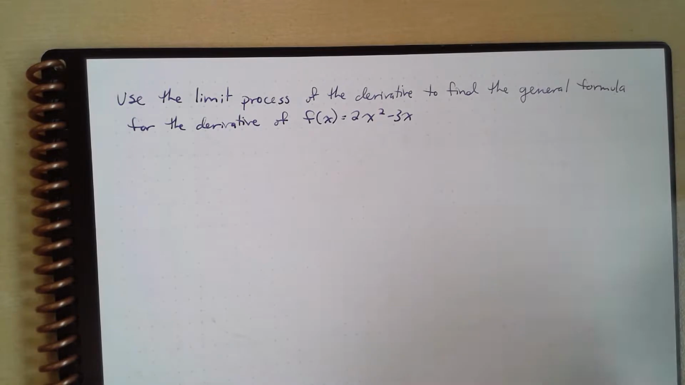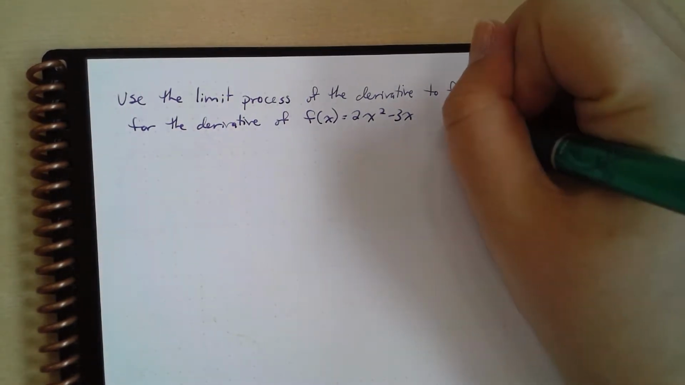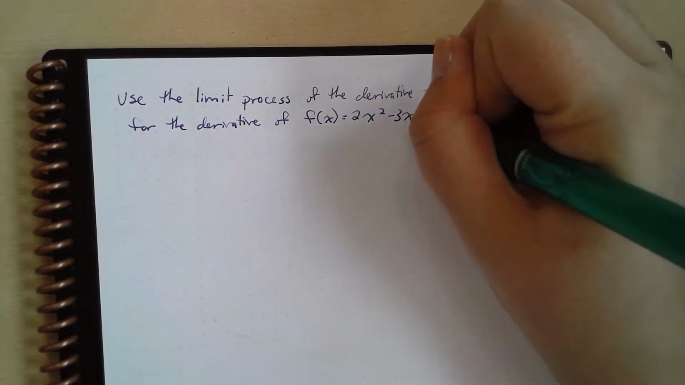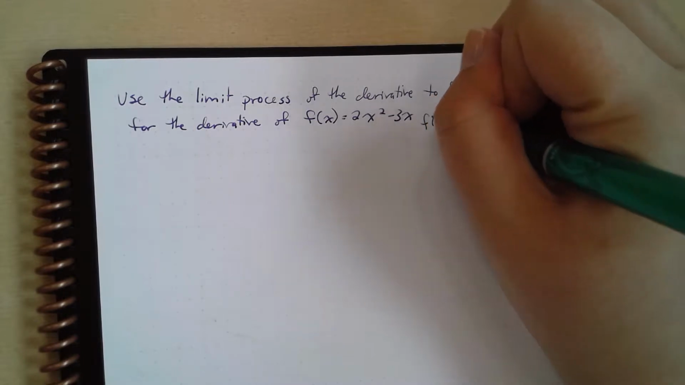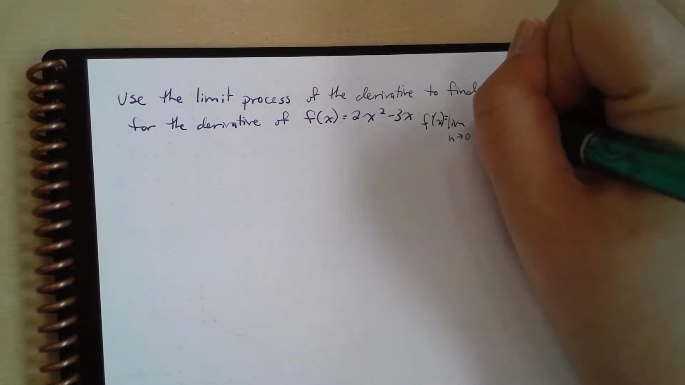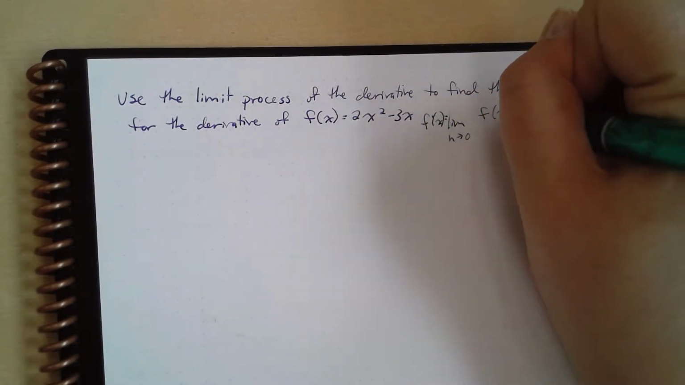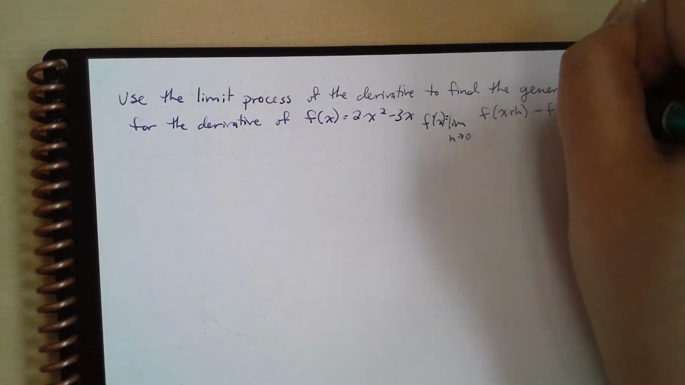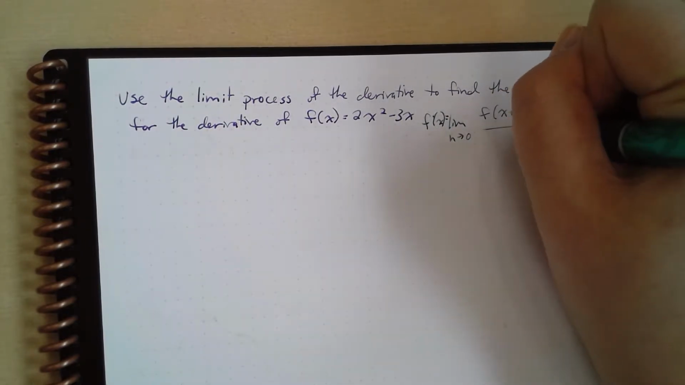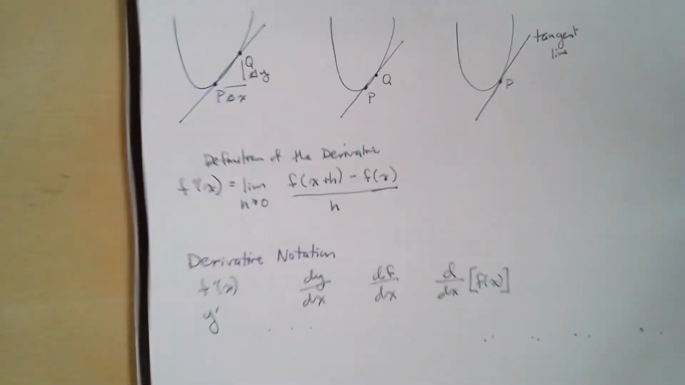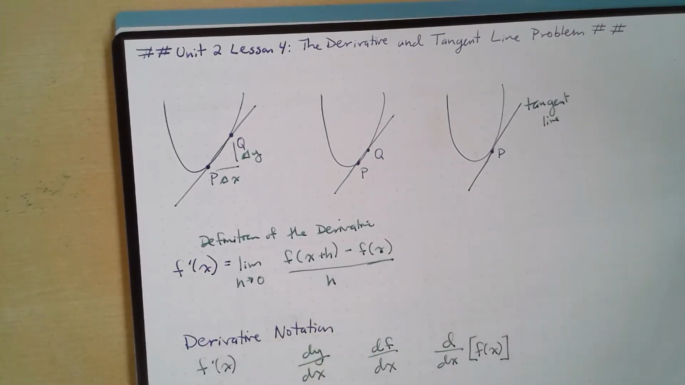What we're going to do is use that definition that we have before, the limit, f prime of x equals the limit as h approaches 0 of f of x plus h minus f of x over h. Did I write that right? Better check. f of x plus h minus f of x over h.